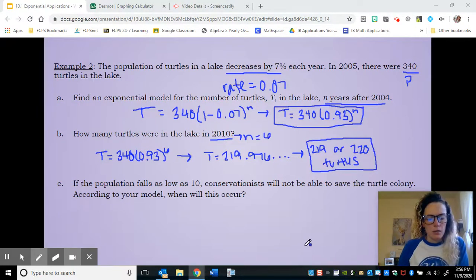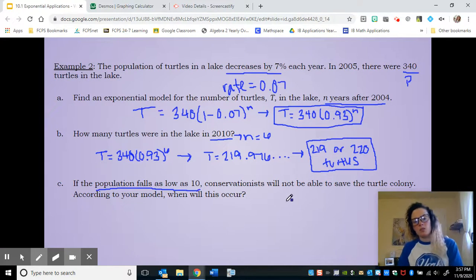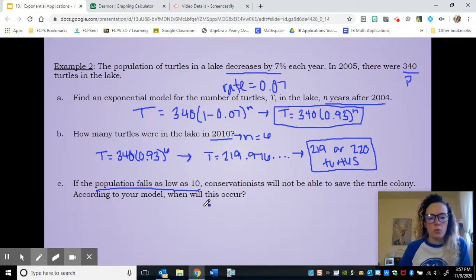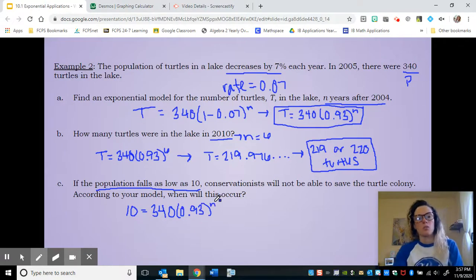In part C, if the population falls as low as 10, so they're talking about the number of turtles equaling 10, conservationists will not be able to save the turtle colony. And according to your model, when will this occur? So very similar to example 1, they're now giving us the number of turtles, or in our case, t, and they're wanting us to solve for when that is going to happen. So we're solving, in our case, for n. So I'll go to Desmos.